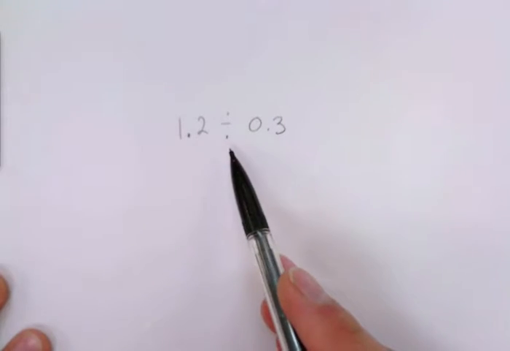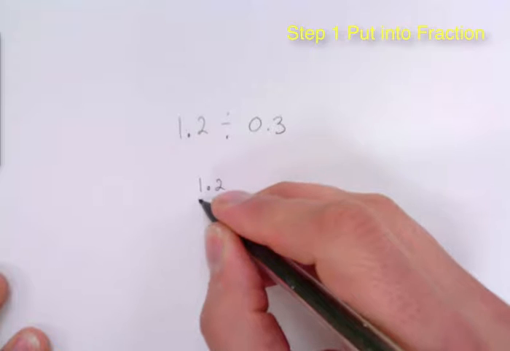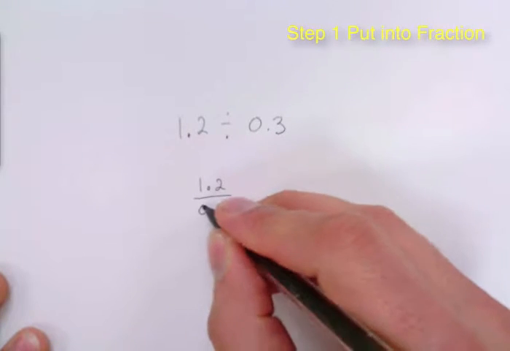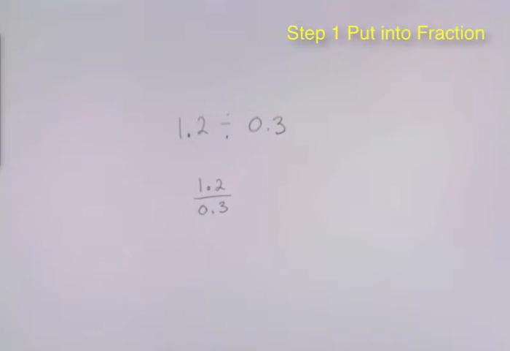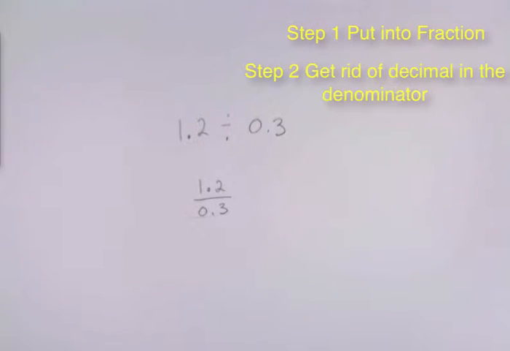Now there are several ways I can show you how to do this, but I'm going to go in a way that deals with fractions because it will help us understand some other mathematical concepts. So my first thing I'm going to do is put this division sentence into a fraction. So I'm going to have 1.2 divided by 0.3. Okay, so there it's rewritten as a fraction. Now next thing I'm going to do is, we don't like decimals, so I'm going to make sure my denominator has no decimals in it.